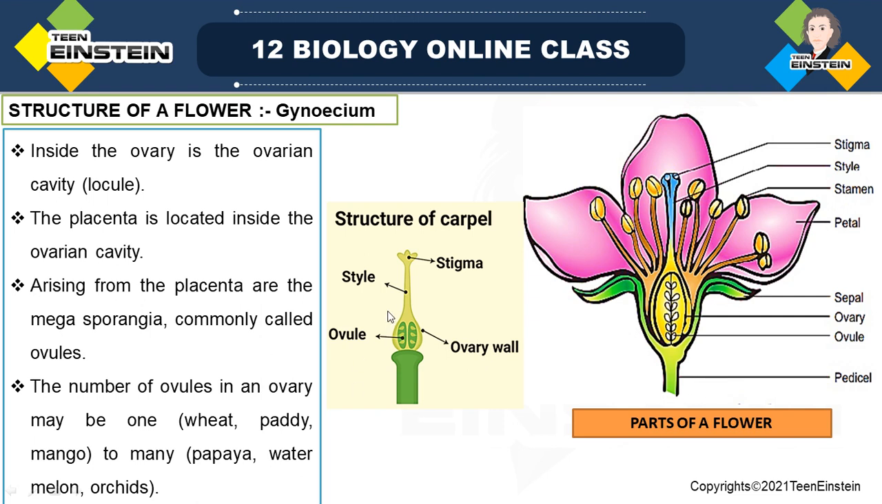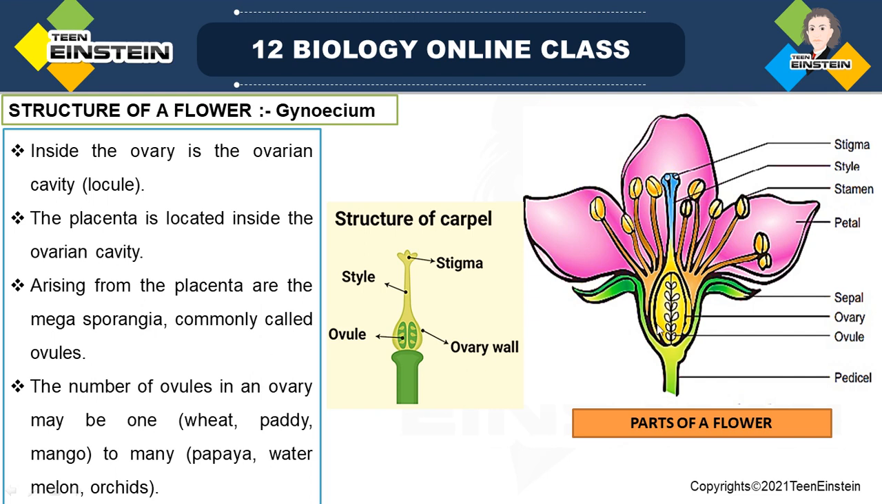So inside the ovary, the ovarian cavity is there. This is the ovarian cavity. Okay. So the ovarian cavity is also called the locule. Okay. So inside the ovarian cavity, the placenta is present. Where is the placenta present? Inside the ovarian cavity.